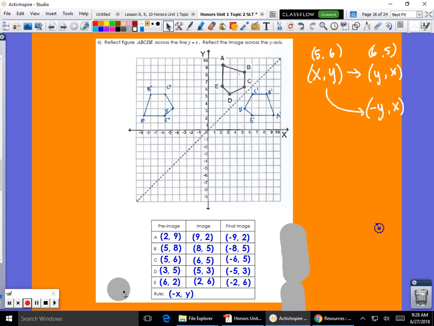Is that right? Nope, that's the wrong rule. Let's fix that rule, because we came up with something different. So if we start with our x, comma, y, what happened is the x moved to the y position, and the y position moved to the x and became opposite. This would have been the accurate rule. Sorry about that.